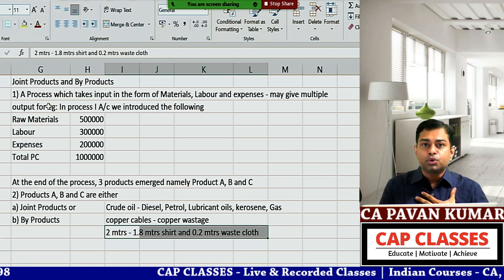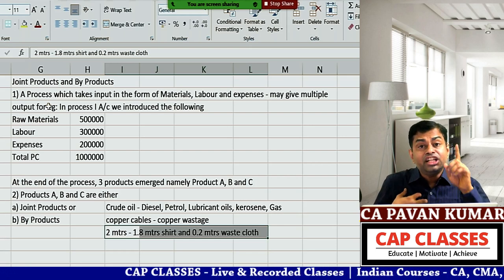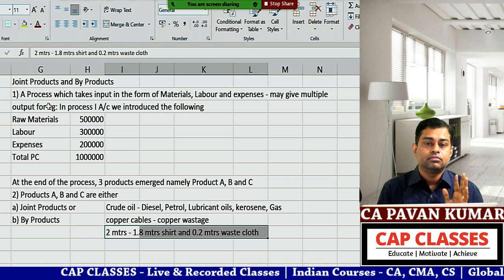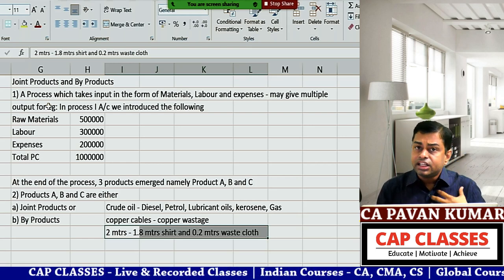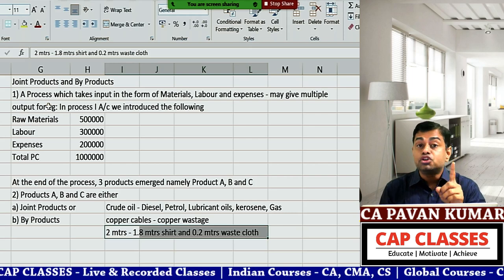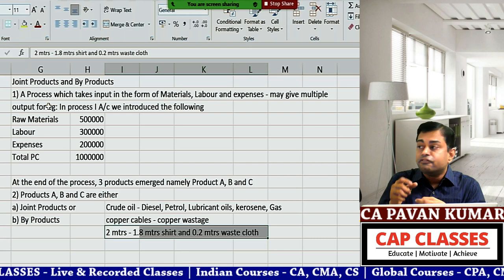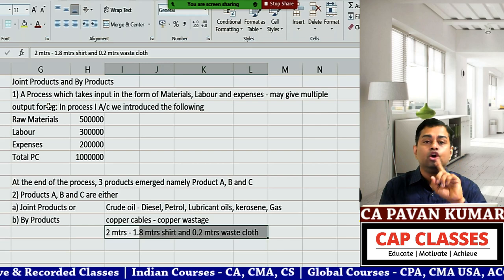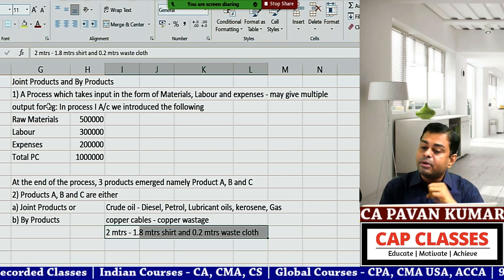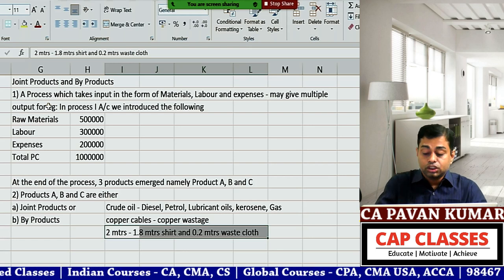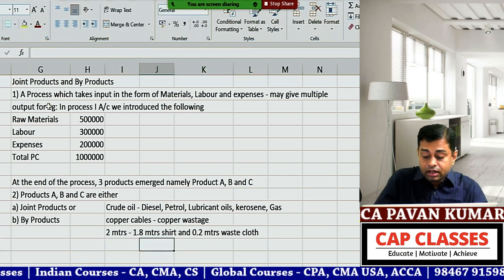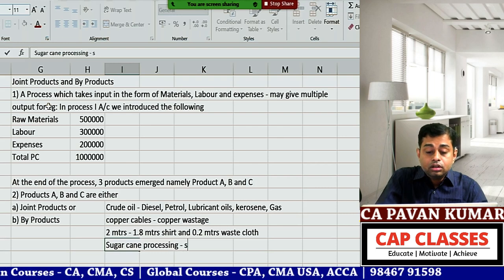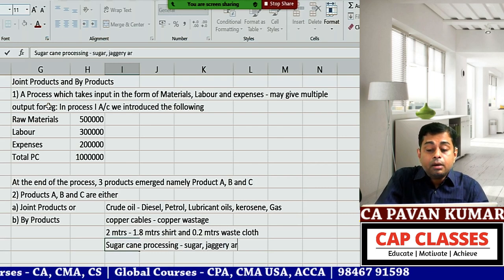So if I am running a sugarcane industry, my intention is to manufacture sugar. My intention is to manufacture jaggery. But my intention is not to develop this molasses, which will be used in another industry. Having said that, will I throw this waste in the dustbin? No, I know that some guy will come and buy. So this is my byproduct. In sugarcane processing, sugar and jaggery are main products.